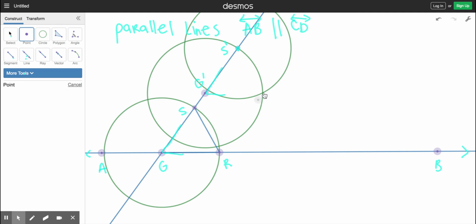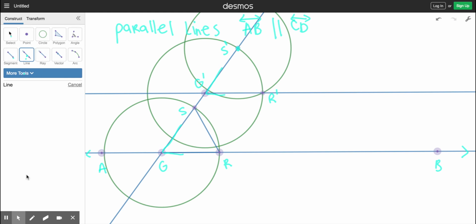Hopefully you see this point of intersection. Well, that's our new R. That's R prime. So if I connect G prime to R prime, just like G to R, I've got it. Let's grab this and go woo, woo. And check that out, I just constructed parallel lines.